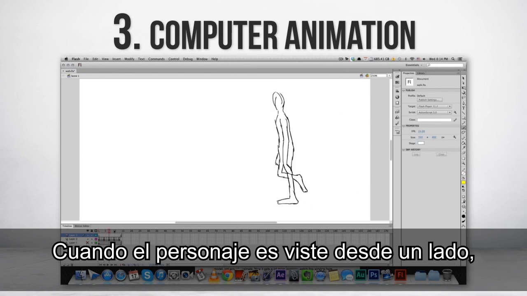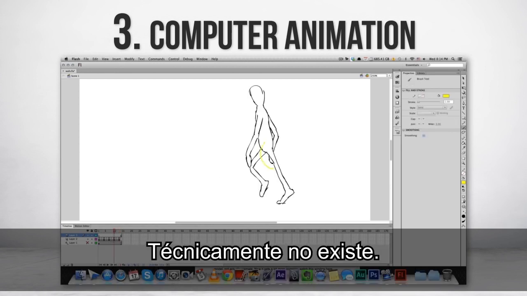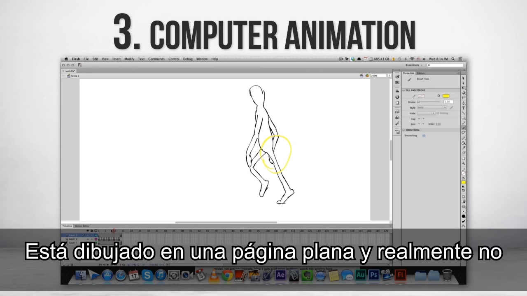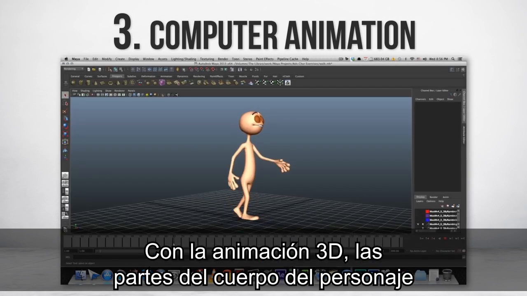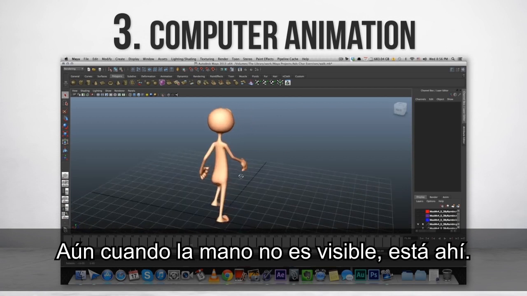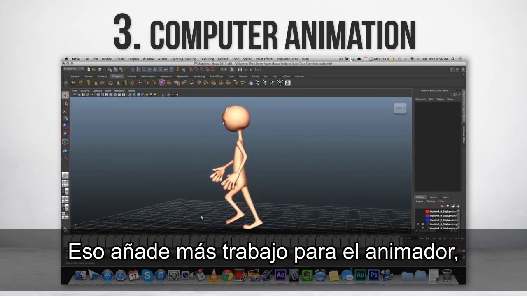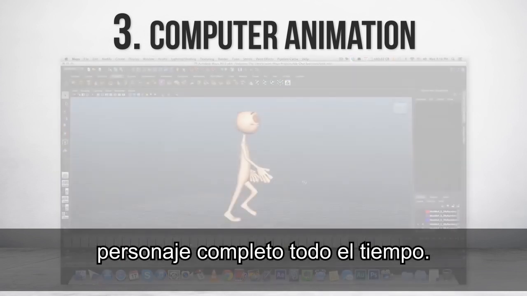When the character is viewed from the side, half of its body isn't shown and thus isn't drawn. It technically does not exist. It's drawn on a flat page, and there isn't really more to the character other than what the animator draws. With 3D though, the character's body parts always exist in the shot. Even when one hand isn't visible, it's still there. That adds some work for the animator, since we need to be aware of the entire character at all times.